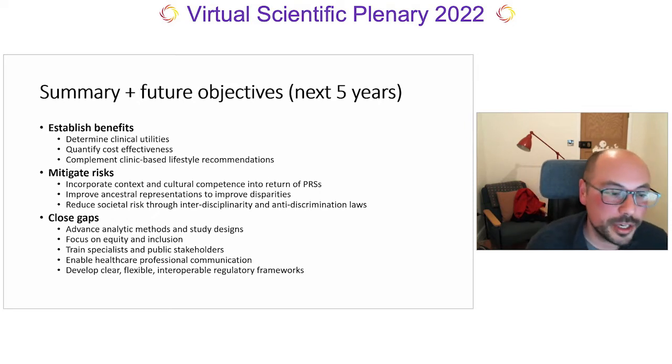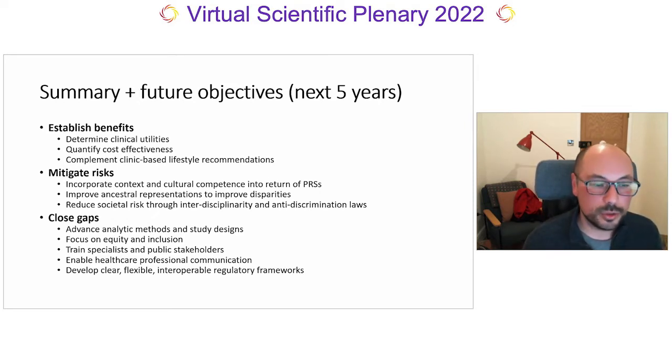So just in summary, you can sort of see them there. There are many benefits that need to be established, both in the clinic and in how they complement existing clinical practices, including lifestyle regulations. We need to mitigate the risks, in particular, context and cultural competence of PRSs, ancestry biases and societal risk. And there's a series of gaps that need to be closed, in particular when engaging healthcare professionals and how we communicate risk.